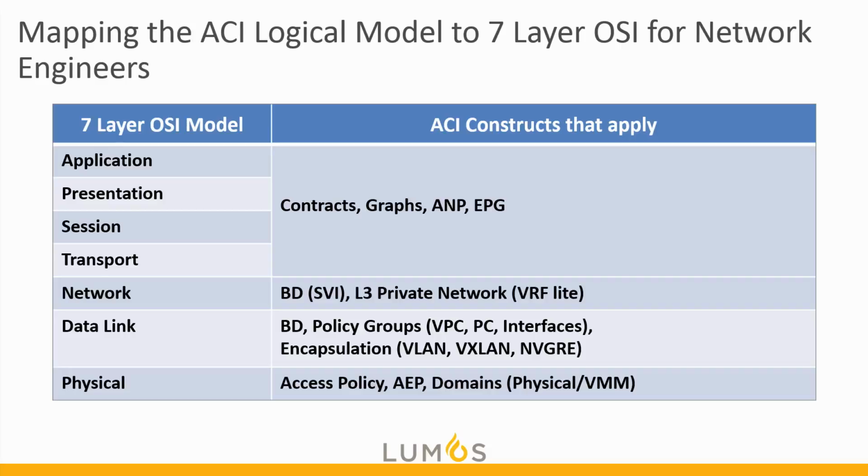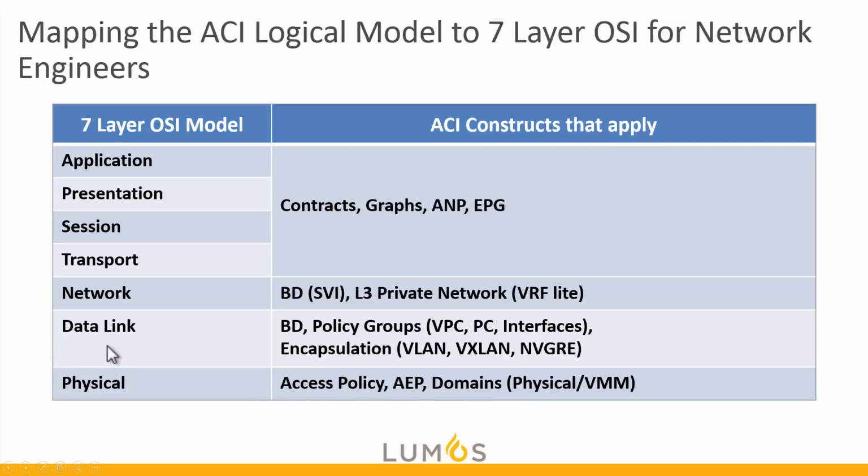On the left, you can see that we have our 7-layer OSI model: application, presentation, session, and transport, as well as network, data link, and physical layer. Our physical layer maps in ACI to our physical switches, but from a logical standpoint, it maps to things such as our access policies, our AEP or attachable entity profile, and then domains such as either physical domain or virtual machine manager. Again, we're going to explain what all of these are in this particular module.